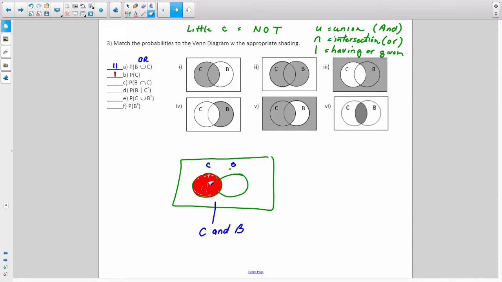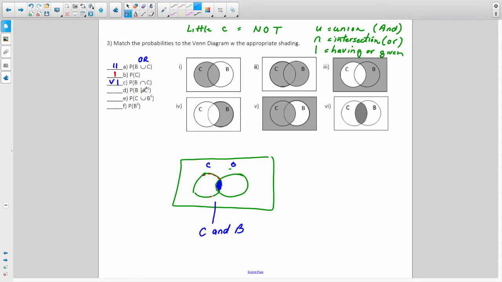Okay, let's do another. Let's see if I can erase this nicely. Cool. B intersect C. That is going to be this, where they are both, where they are divergent, right, from that movie? So they have a little bit of C in them and a little bit of B in them. So that is 6, or VI.